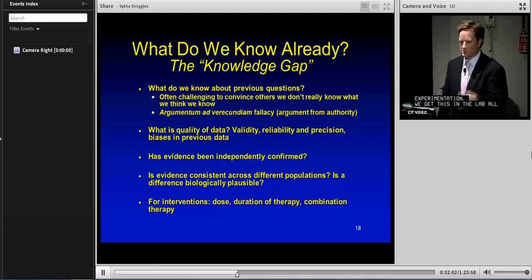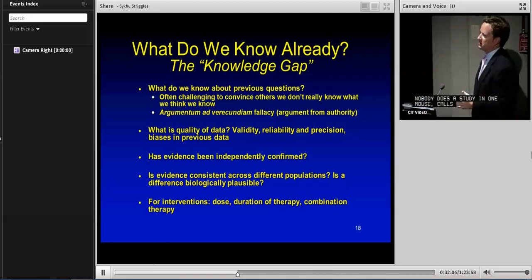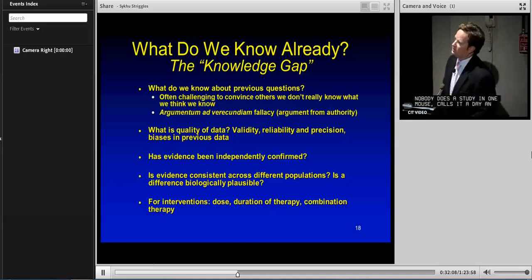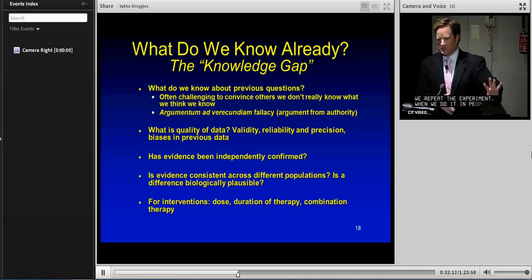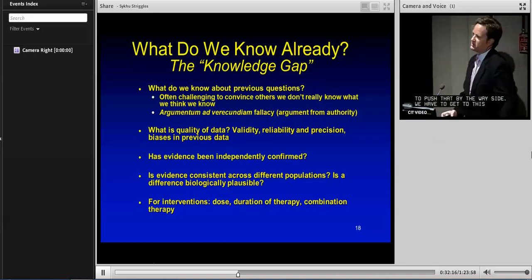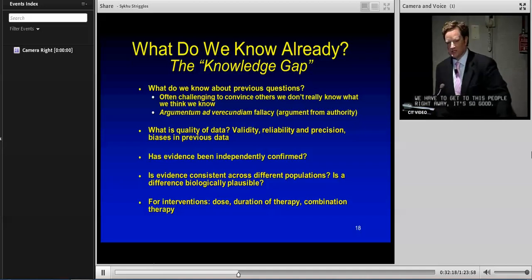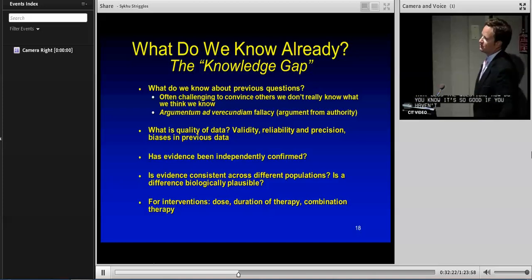Now, we get this in the lab all the time, right? Nobody does a study in one mouse, calls it a day, and runs out and publishes it, right? We repeat the experiment to confirm it. When we go to doing it in people, we often try to push that by the wayside and say, oh, we have to get this out to people right away because it's so good. Well, that sort of begs the question of, how do you know it's so good if you actually haven't studied it appropriately?